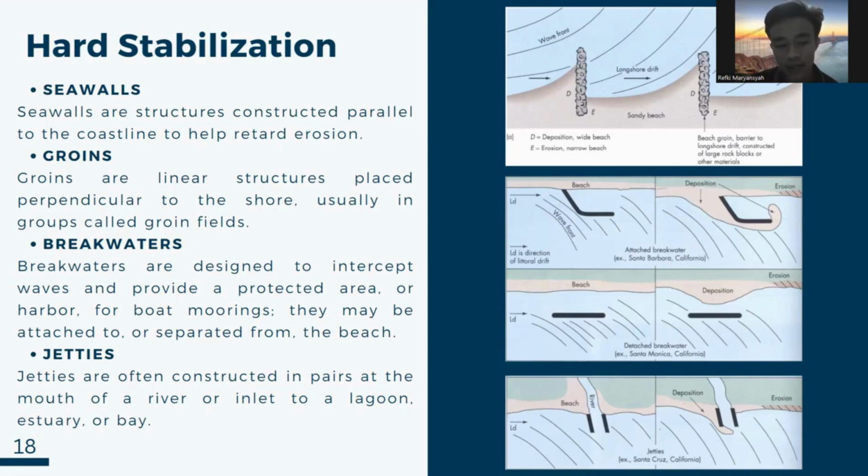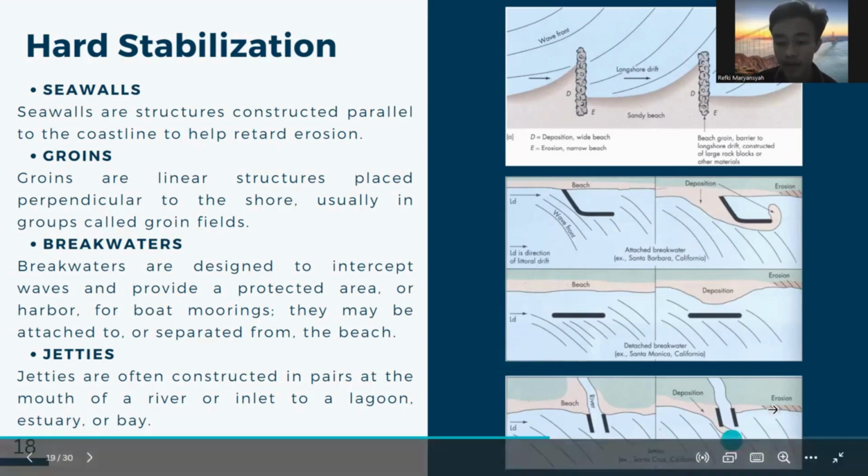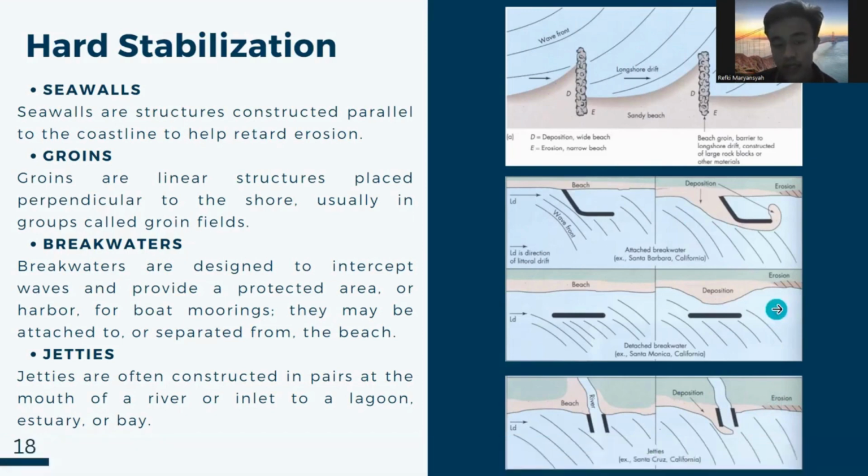And the last one is jetties. Jetties are often constructed in pairs at the mouth of a river or inlet to a lagoon, estuary, or bay to defend against the erosion from the waves.